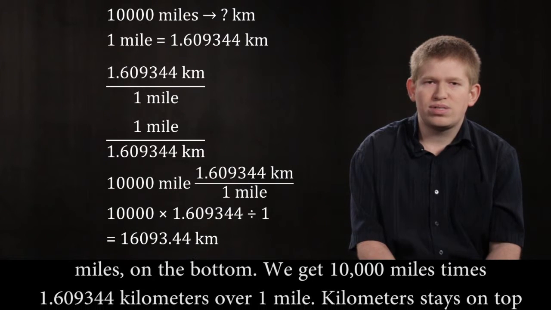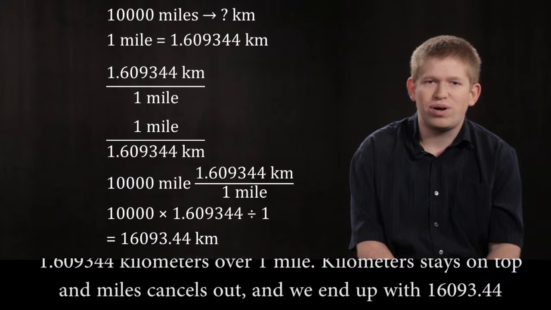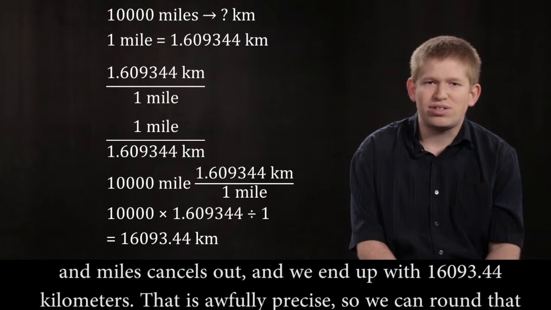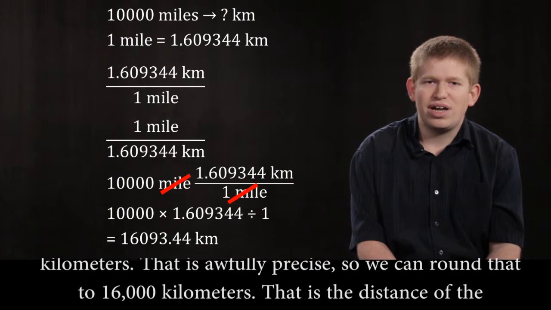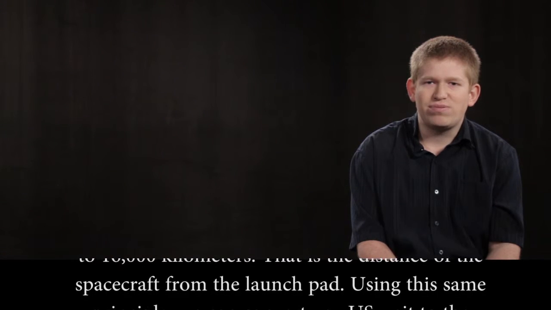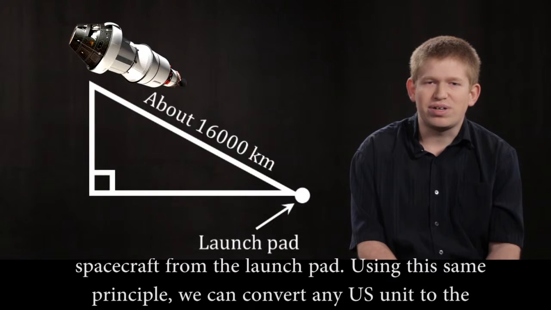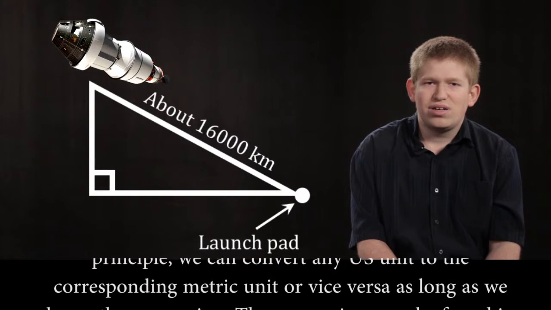We get 10,000 miles times 1.609344 kilometers over 1 mile. Kilometers stays on top, and miles cancel out, and we end up with 16,093.44 kilometers. That is awfully precise, so we can round that to 16,000 kilometers. That is the distance between the spacecraft and the launch pad.